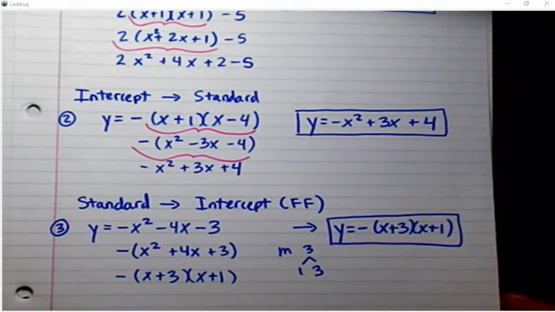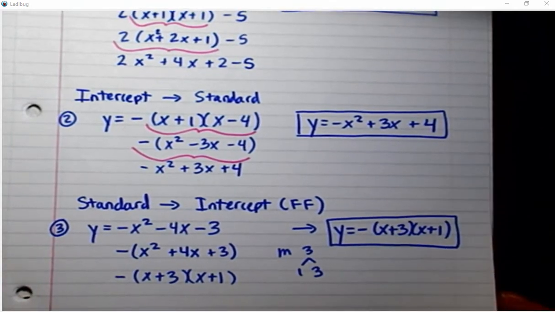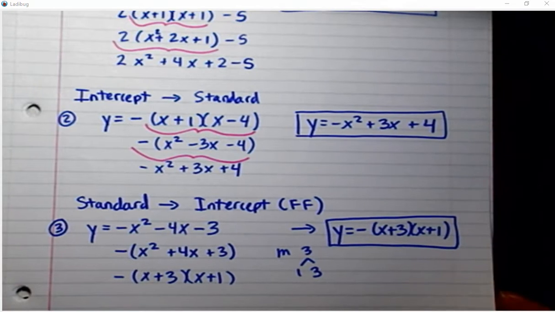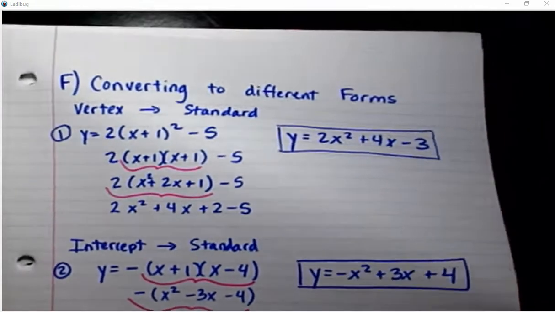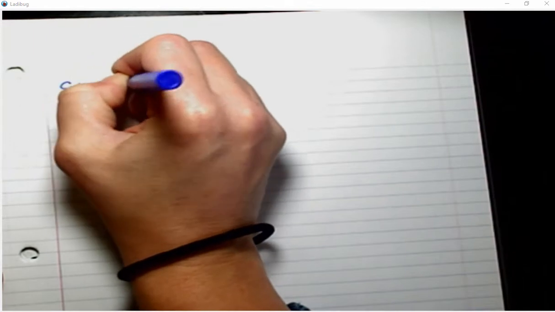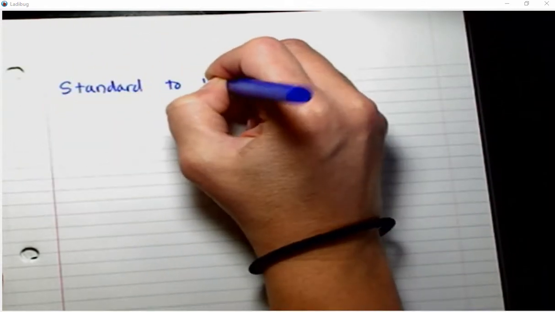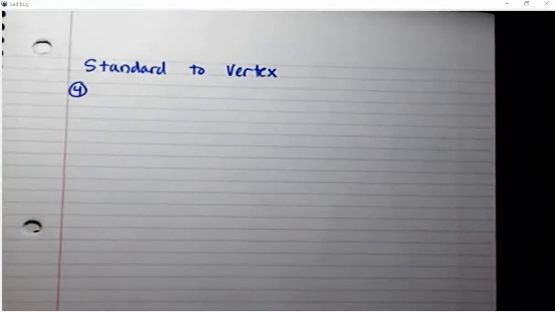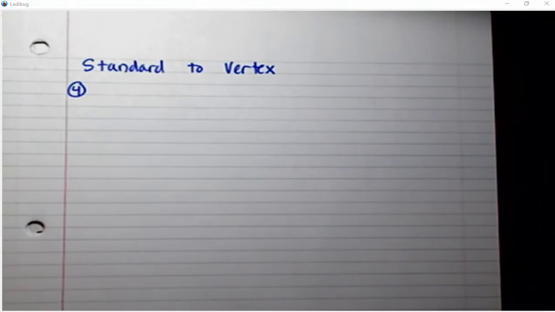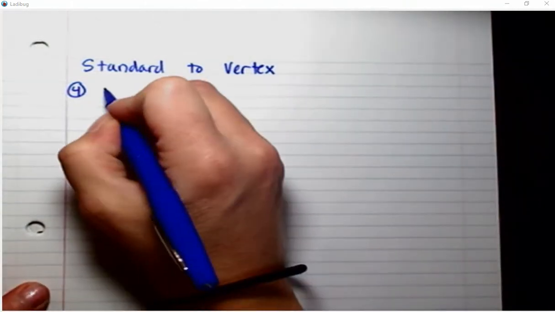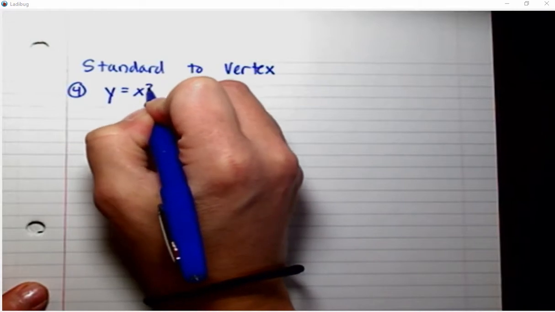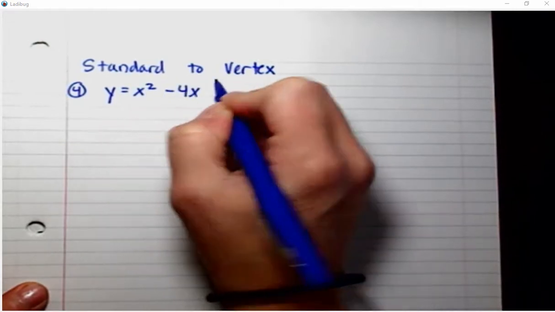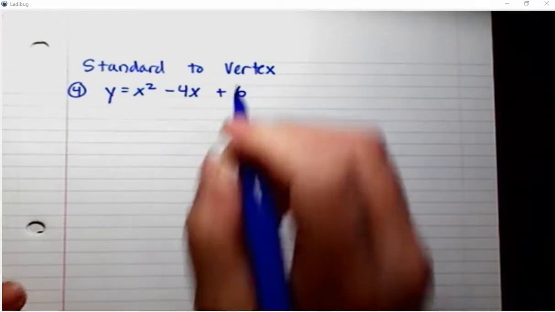Okay. Standard to vertex. Ready? That's the big part of our lesson today. It's going to be standard to vertex. 2, 3, 4. All right, here we go. y equals x squared minus 4x plus 6.